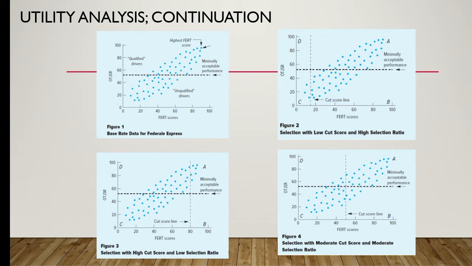That's why on selection 2, with a low cut score and high selection ratio on Figure 2, we can see that the total number of applicants for permanent positions was 60, as evidenced by all of the dots in all of the quadrants. In quadrants A and B, just to the right of the vertical cut score line, are the 57 FE drivers who are offered permanent employment. Using this as a basis, Dr.